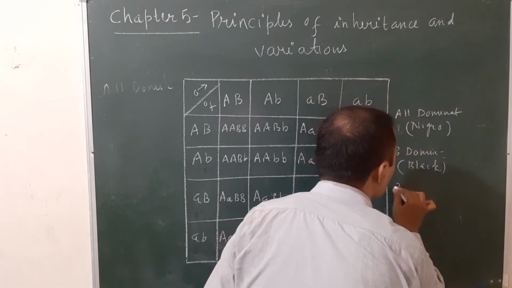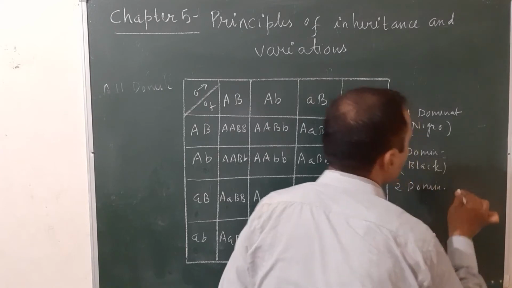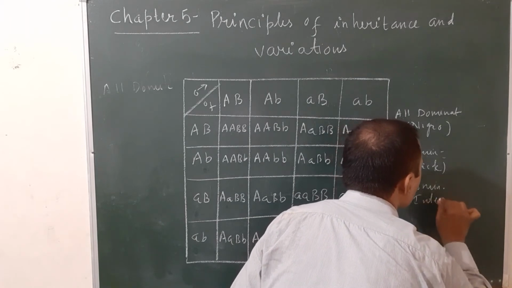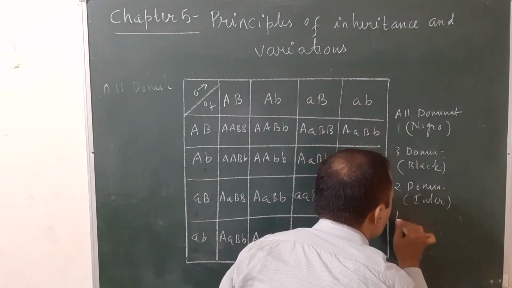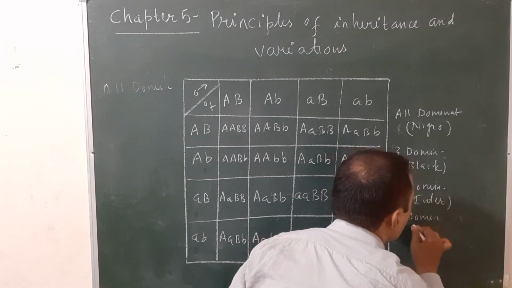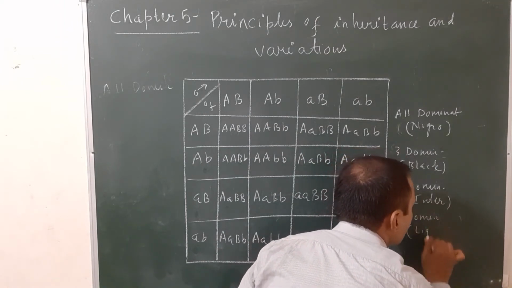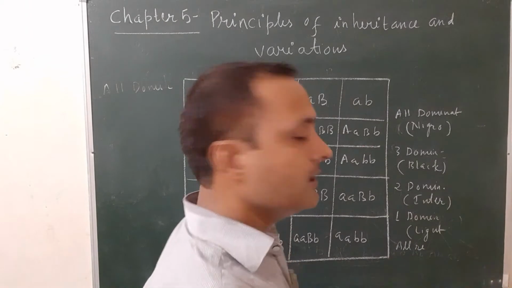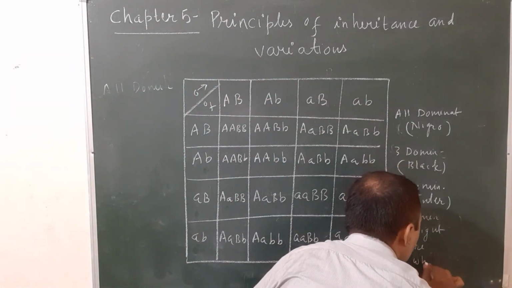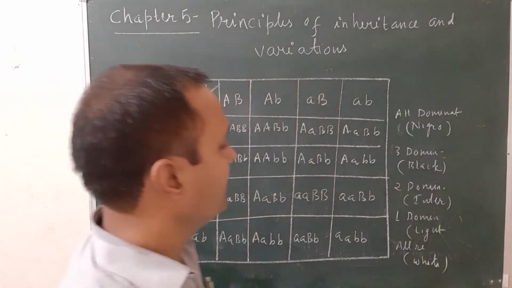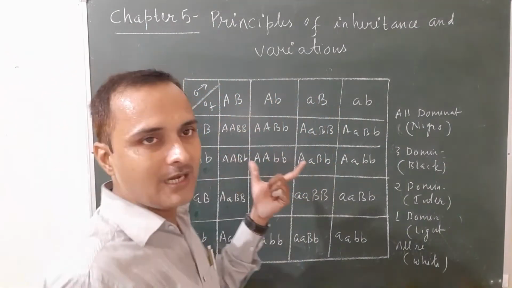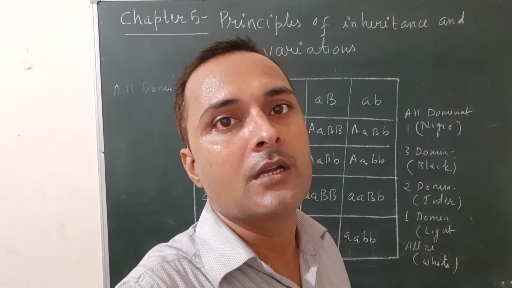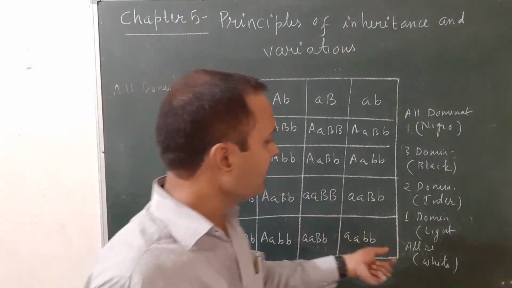And when two dominant genes, then the phenotype will be intermediate. When only one dominant gene, then the phenotype will be light. And when all recessive, then the phenotype will be white. That's why in the previous I have taken negro and white, because negro is all capital and white is all small.